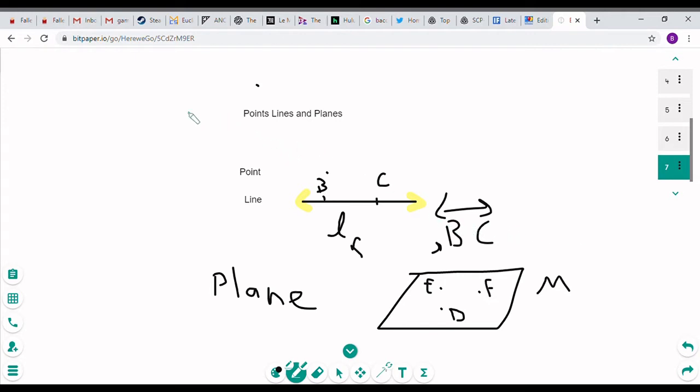So points, lines, and planes each have a dimension. Dimension just means how big they are. Points have a dimension of 0, lines have a dimension of 1, and planes have a dimension of 2.